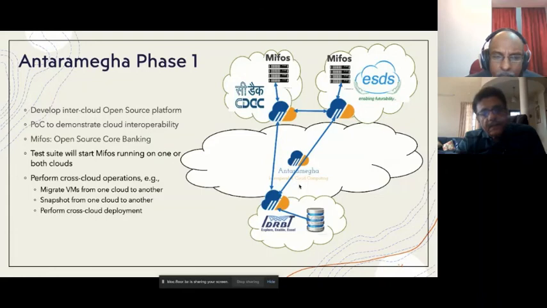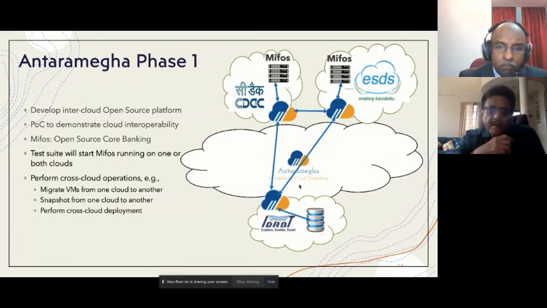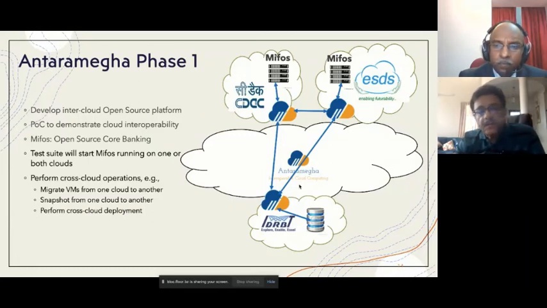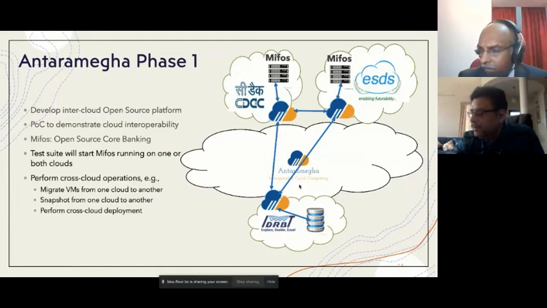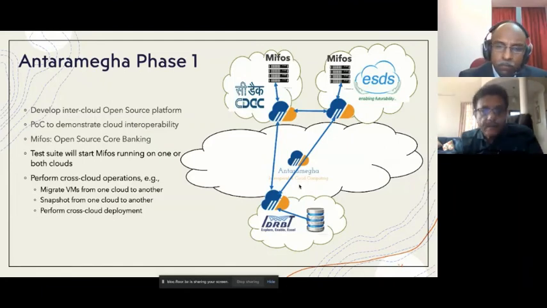We will do a demo where the test suite will start MeFOS running on one of the clouds, and we'll perform cross-cloud operations such as migrating VMs from one cloud to another, snapshotting VMs from one cloud to another, and so on and so forth. So this is a release of our platform together with the POC to demonstrate how the platform works and that it works with good efficiency. And of course, we will also be doing various other activities such as plug fests, workshops, and so forth to talk about our standards.